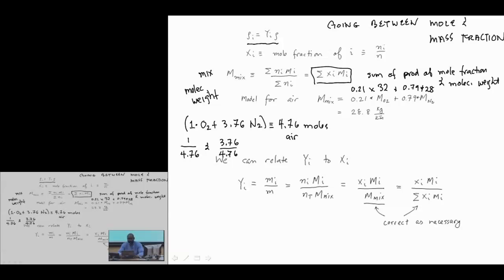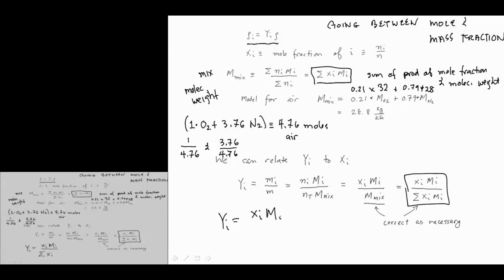Now, again, we can relate yi to xi by using the definition of yi, mi over m. We can talk about this in terms of the mole fraction times the molecular weight of i, divided by the mixture value. We've already talked about what the mixture molecular weight is, and so it is this simple relationship. So yi is equal to xi Mi divided by sigma xi Mi.